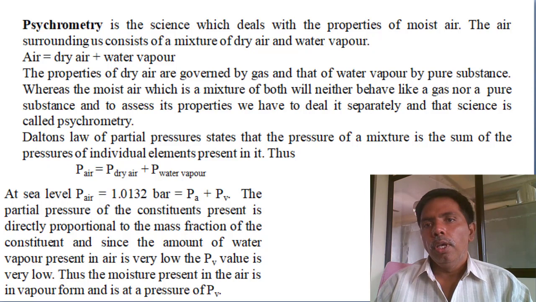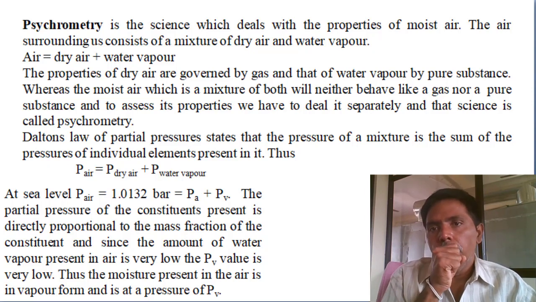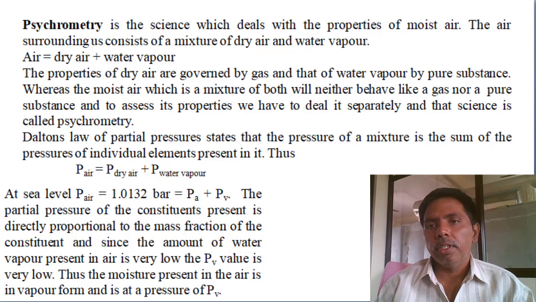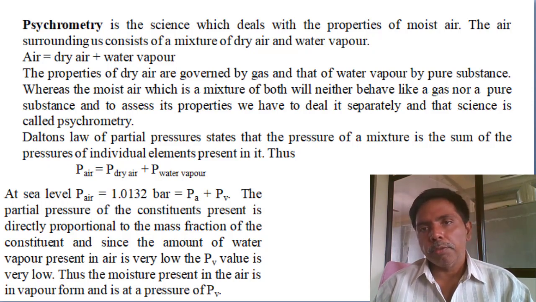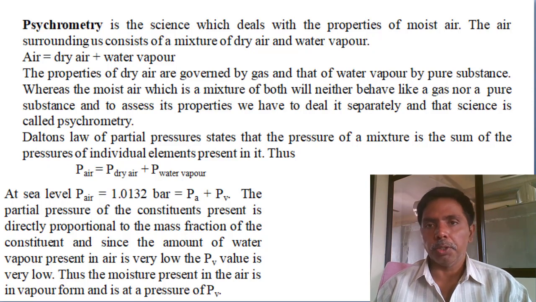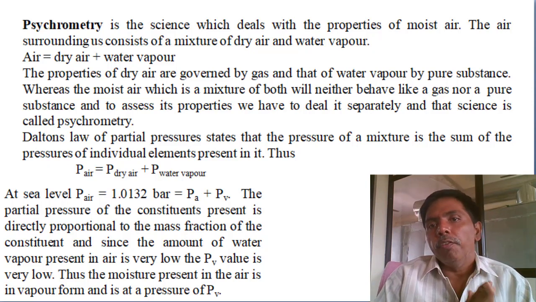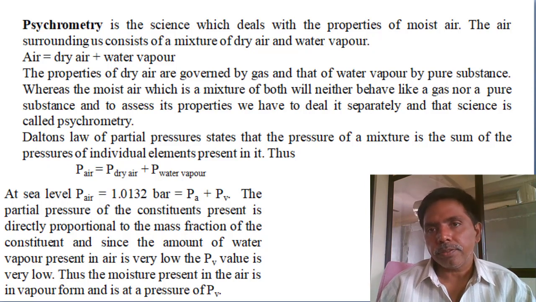Once we introduce this science, how do we measure the pressure? Dalton's law of partial pressures, we know: pressure of dry air plus pressure of the water vapor. The summation gives the pressure of the atmospheric air, generally 1.0132 bar atmospheric pressure.